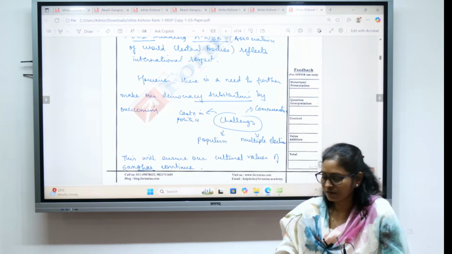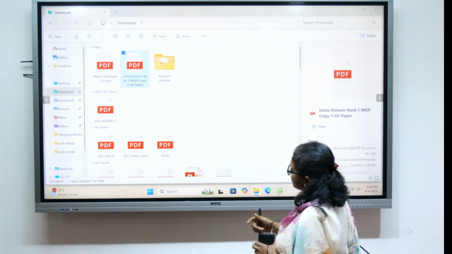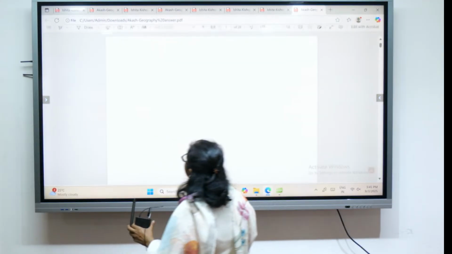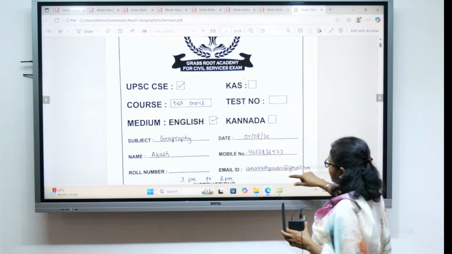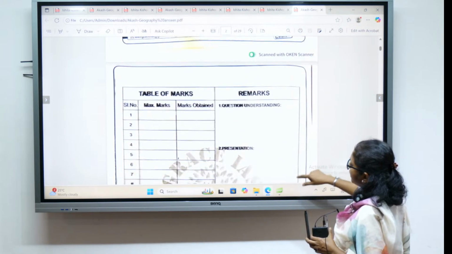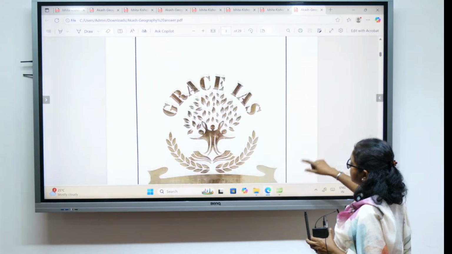Isn't it or not? So this is about Ishita Kishore. Anyway, you can see her answers, and that will guide you. This is one more guy, he is writing our test. So I just want to show you the way his presentation and all. So this is an evaluated answer copy.